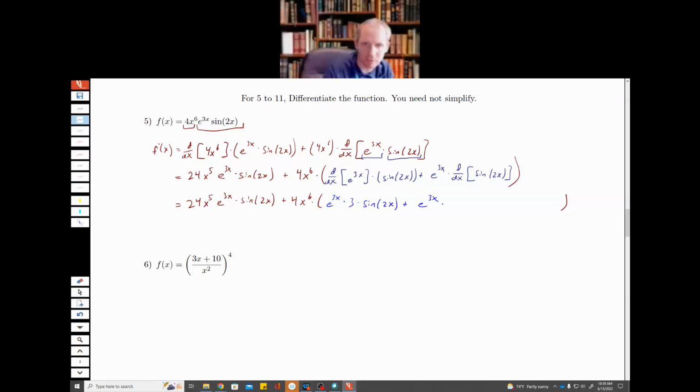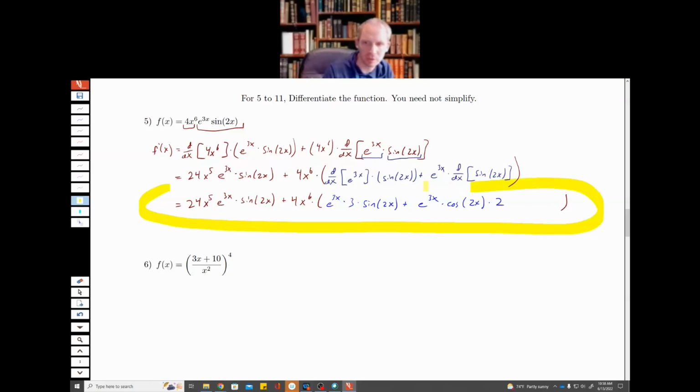Same thing over here, sine of 2x. 2x is an inside function. So my outside function is sine. When I differentiate, I get cosine of the inside function times the derivative of the inside function. Okay, now this says don't simplify, so we could just leave it here, and that's fine.